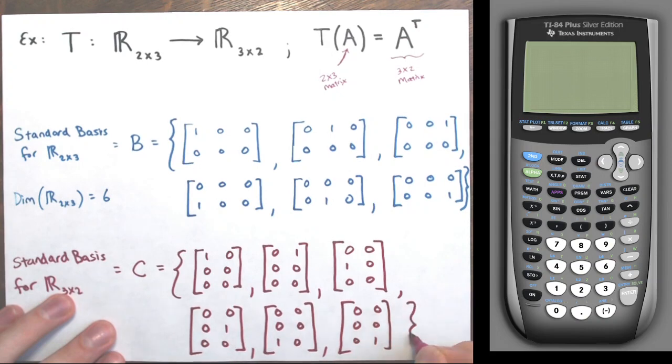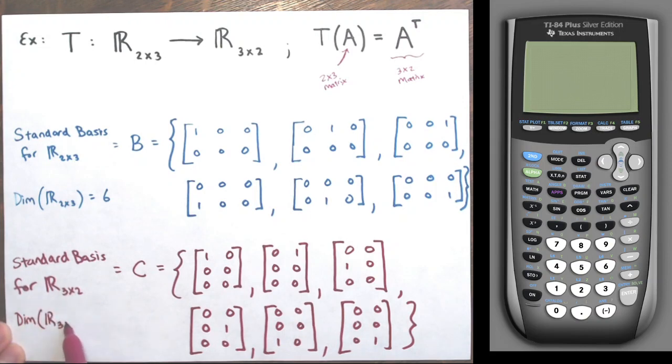So there's the standard basis for R 3x2. Every 3x2 matrix can be written as a linear combination of these 6, and these 6 are linearly independent. You can't write one as a linear combination of the others. And so we're also seeing that the dimension of R 3x2 is also 6.